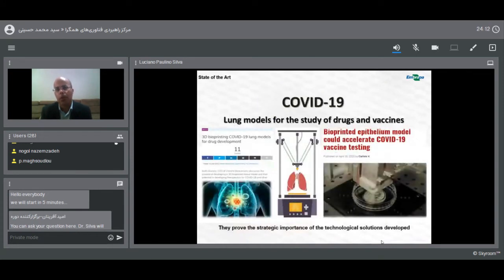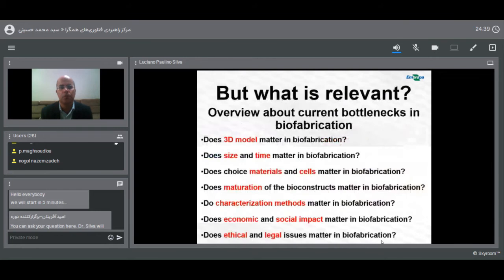A new kind of opportunity related to bioprinting is related to COVID, which showed a lot of institutions and also companies worldwide developing lung models for the study of new drugs and vaccines. And this example proved the strategic importance of the technological solutions developed in the bioprinting field. And particularly in our team, we have also asked the question that is really relevant when considering the bioprinting field.